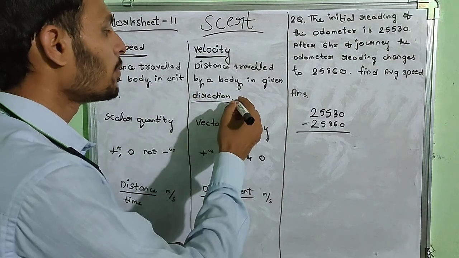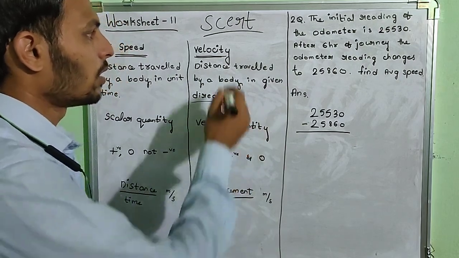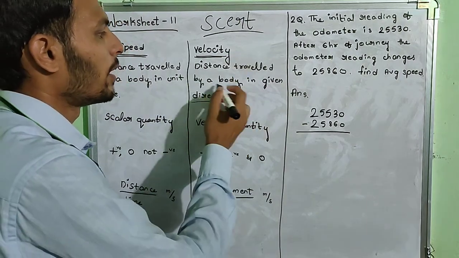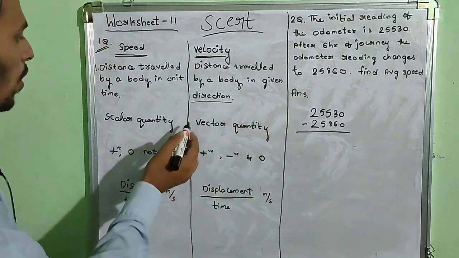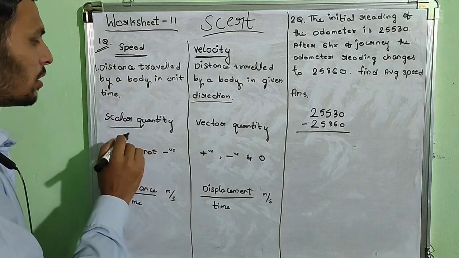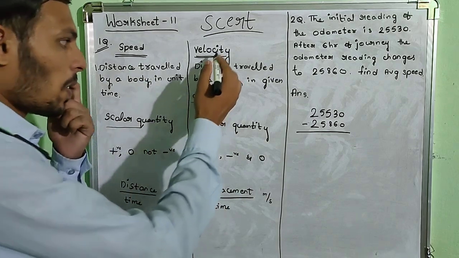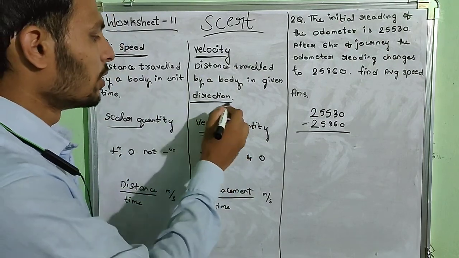Here it is nothing but displacement. We have to consider direction. This is the velocity, distance traveled by a body in a given direction. As we all know, speed is a scalar quantity, it has no direction. Velocity is a vector quantity, we have a direction here.